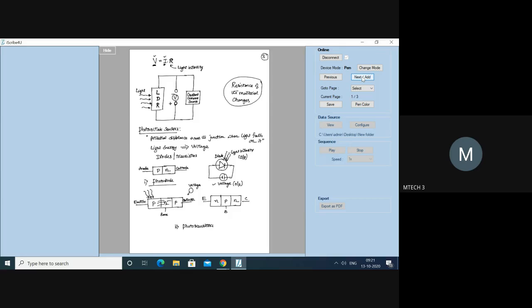So these are the three different types of light sensors which are going to be present: photoemissive sensor, photoconductive sensor, and photovoltaic sensors. Okay, right. Now this is about the light sensors. Then we'll move to the next small subsection.